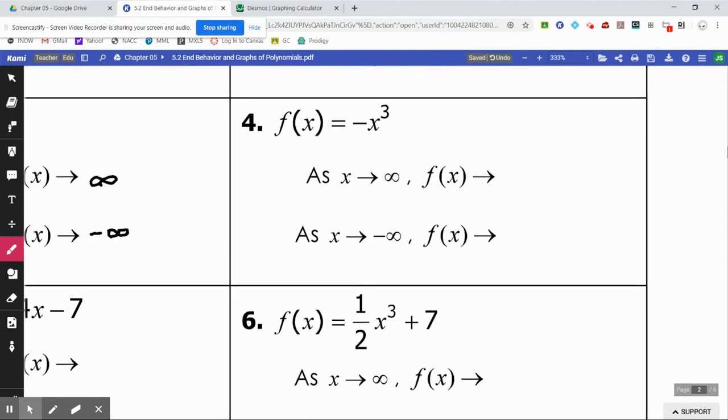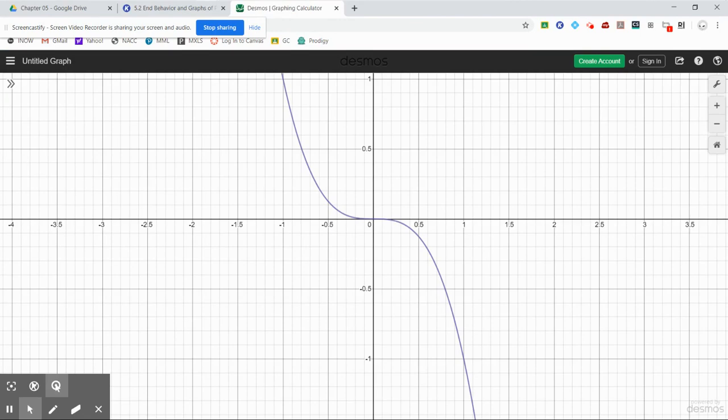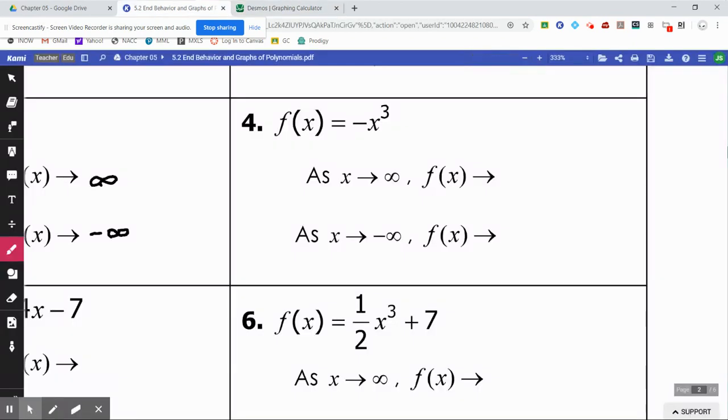Number 4, negative x to the third. Here's a picture of the negative x to the third. As you go to the right, your graph goes down. As you go to the left, your graph goes up. So as you go to the right, your graph goes down. As you go to the left, your graph goes up to positive infinity.